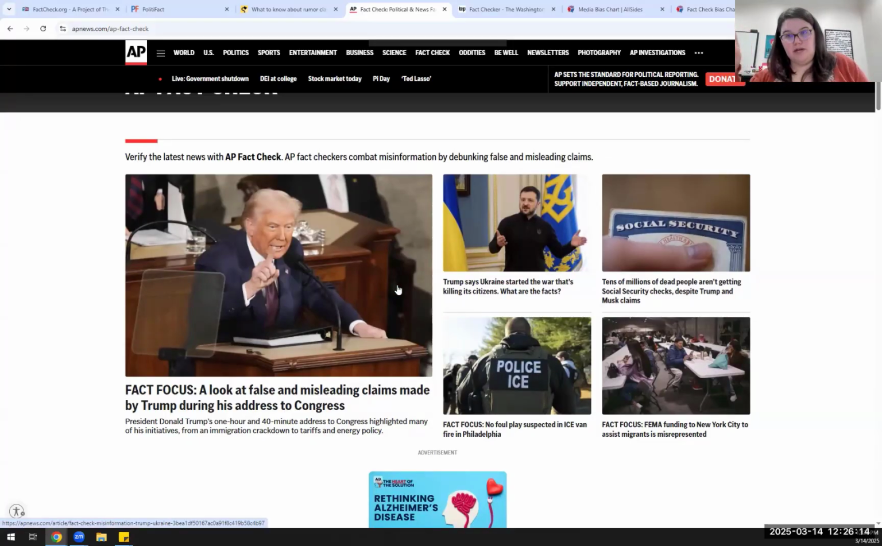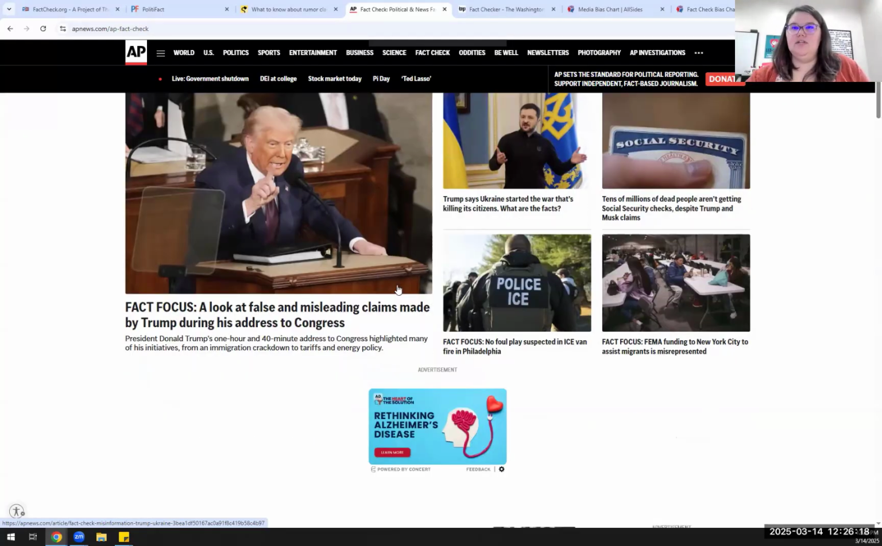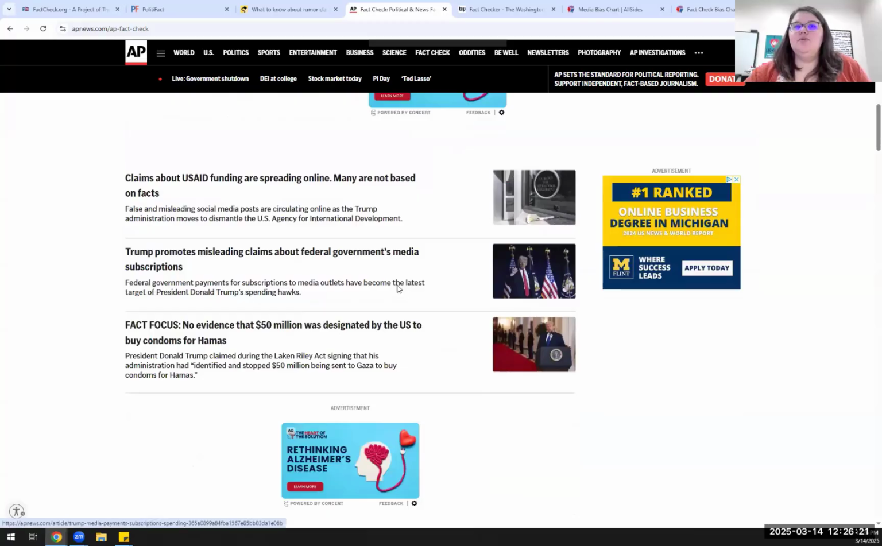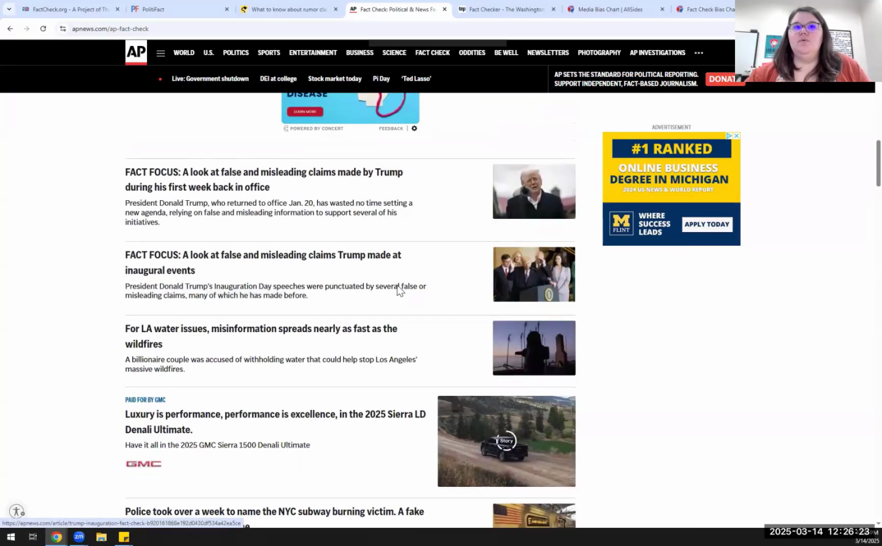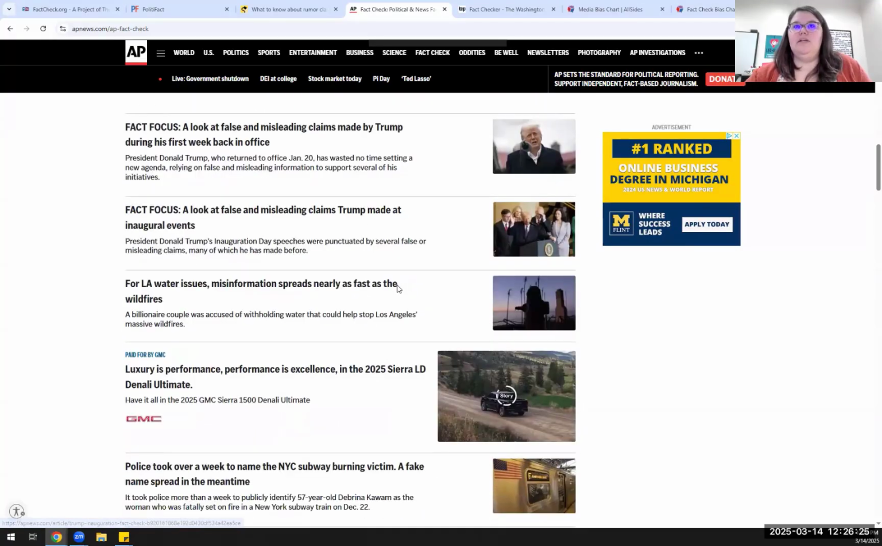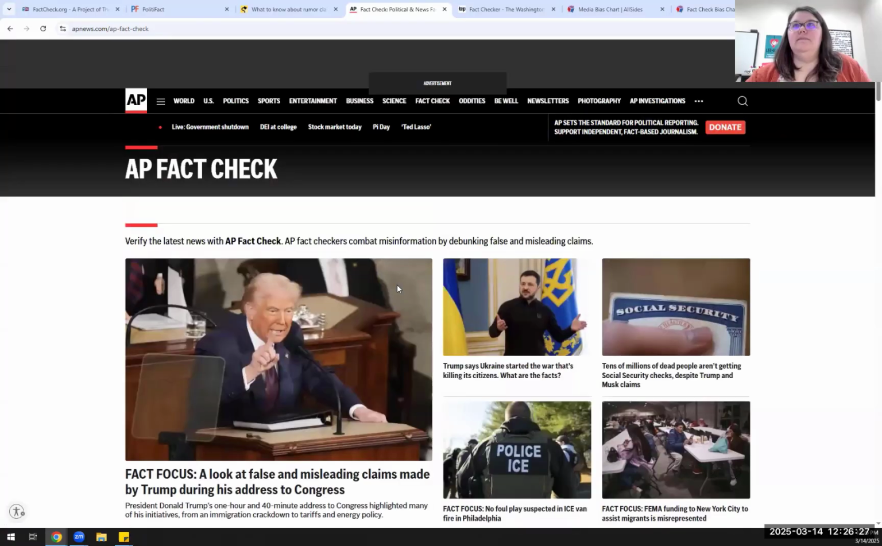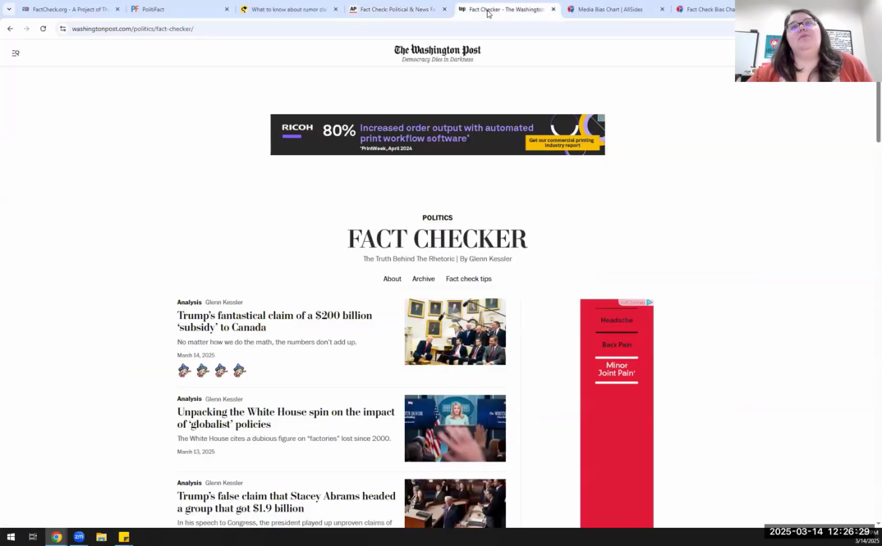So looking at a couple of different fact checkers is sometimes a good idea, especially if there's a lot of miscommunication and you're really unsure about that. But there's no really good way to search for this, right? It's just the more recent things are kind of coming up in this feed, right? Same thing with the Washington Post fact checker.